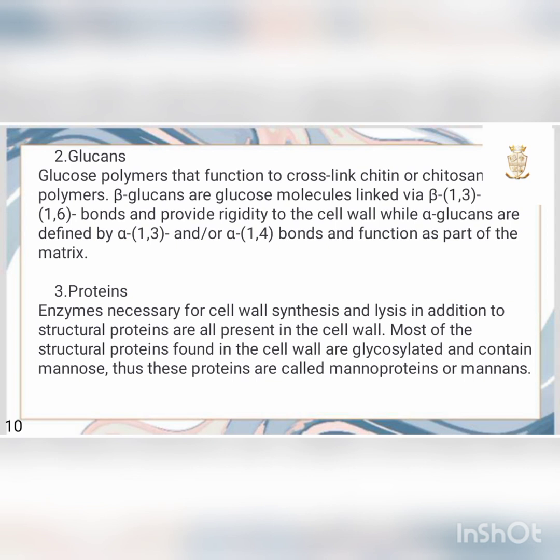In case of beta glucans, these are the glucose molecules linked via beta-1,3 or 1,6 bond and also provide rigidity to the cell wall. While alpha glucans are defined by alpha-1,3 or alpha-1,4 bond and function as a part of matrix. Third component is proteins. The enzymes necessary for synthesis of cell wall and lysis, in addition to structural proteins, are all present in the cell wall. Most of the structural proteins found in the cell wall are glycosylated and contain mannose. Thus, these proteins are called mannose proteins or mannans.